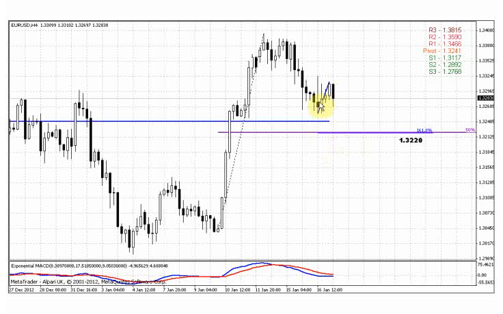So that is a bit of an extended scenario: if the market does not hold here, in this case we could turn to analyzing that ABCD pattern to the downside. The trend still holds bearish on the 4-hour time frame.